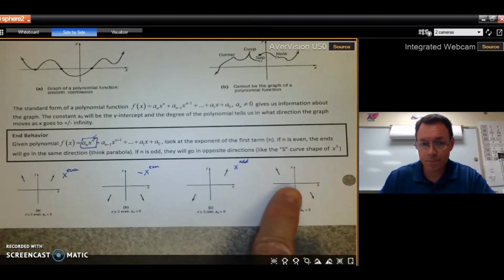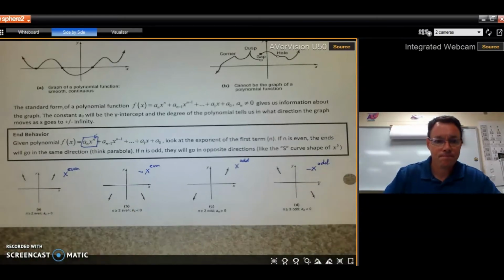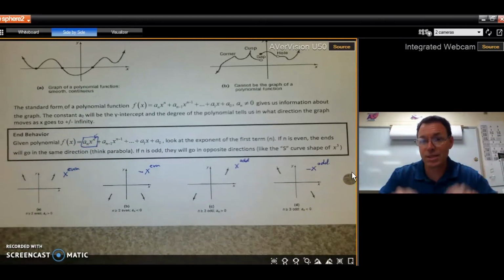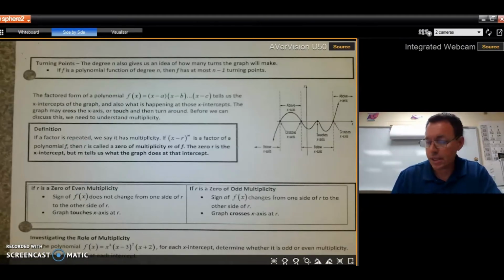And for it to get flipped, it'd be negative x to the odd power. Okay? So just looking at this front term can tell us exactly what the ends of the graph do. So we've got the ends of the graph, and we've also got our x-intercepts. We know those as well. So let's take a look at the last page.